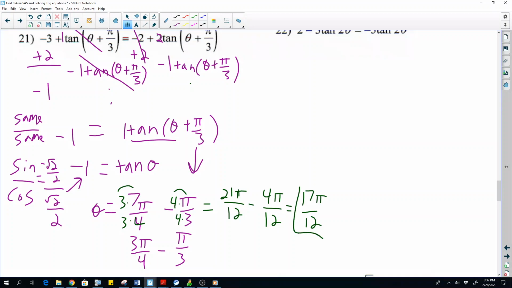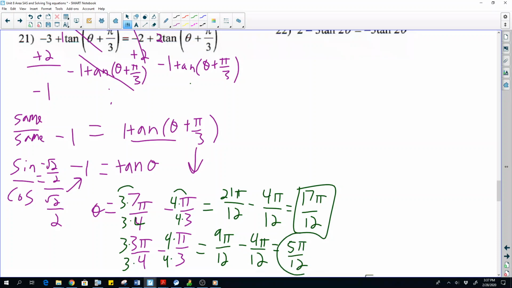What a crazy answer. So there's one of our answers for 21. And then do the same thing. Get a common denominator by multiplying by each other. So if it's a 4, times it by 3. If it's a 3, times it by 4. And now we get 3 times 3 is 9 pi over 12 minus 4 pi over 12. And 9 minus 4 is 5 pi over 12.